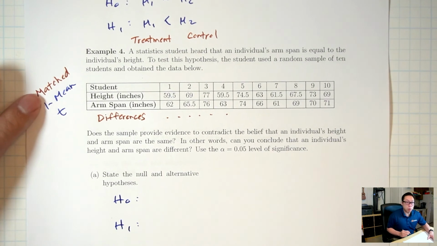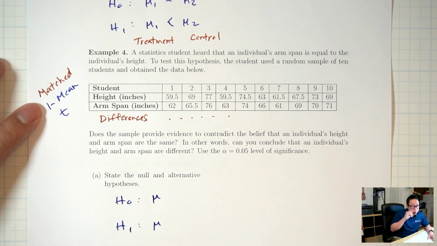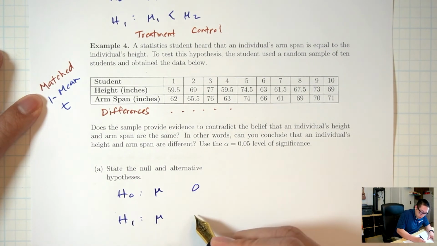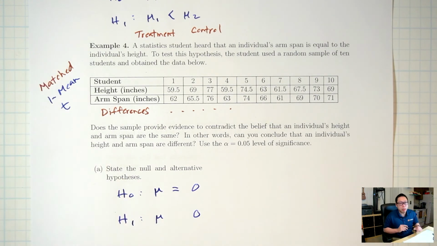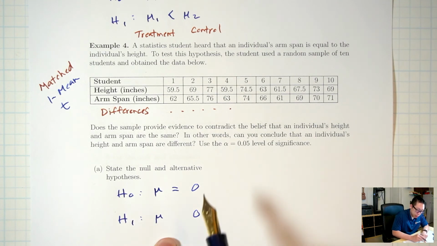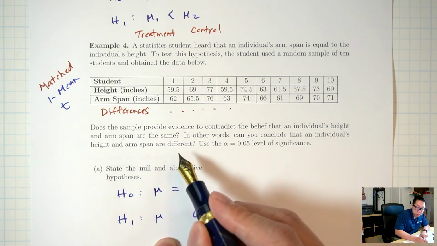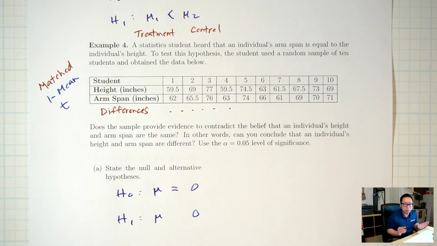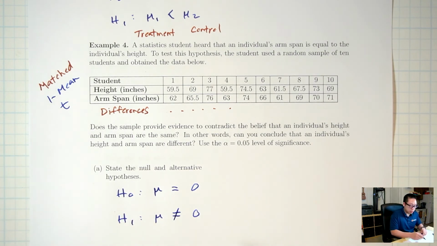Because we're running it as one mean, we'll just have one mean symbol. The match situation, you're always comparing it with 0. H0 is always going to be equals. H1, less than, greater than, or not equals. This is the tricky one. But in this one, it's not that tricky because we're asking, can you conclude that an individual's height and arm span are different? Different is automatically going to be not equals. The tricky one is deciding whether it's less than or greater than. But here it's different. Difference is automatically going to be not equals.